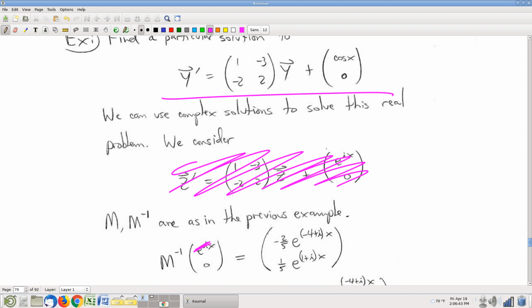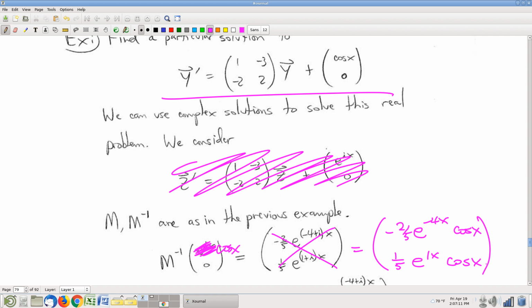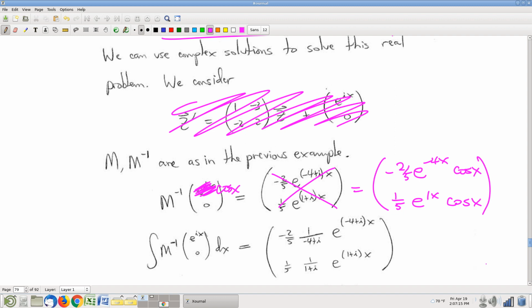This would then be cosine x right there. That would make this instead negative 2/5 e to the negative 4x cosine x. And let's see here, 1/5 e to the 1x cosine x. Doesn't look that bad until you get to the next step and realize, yeah, this thing that I just wrote down, that's what we're going to have to take an antiderivative of. And this is where it becomes highly, highly undesirable.